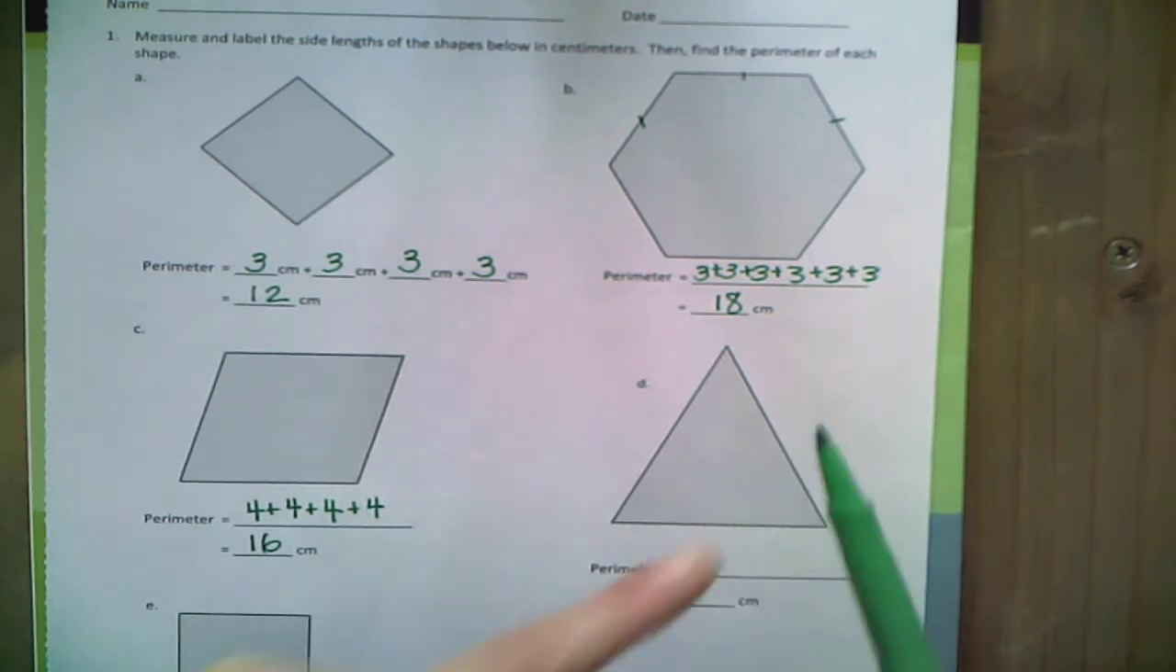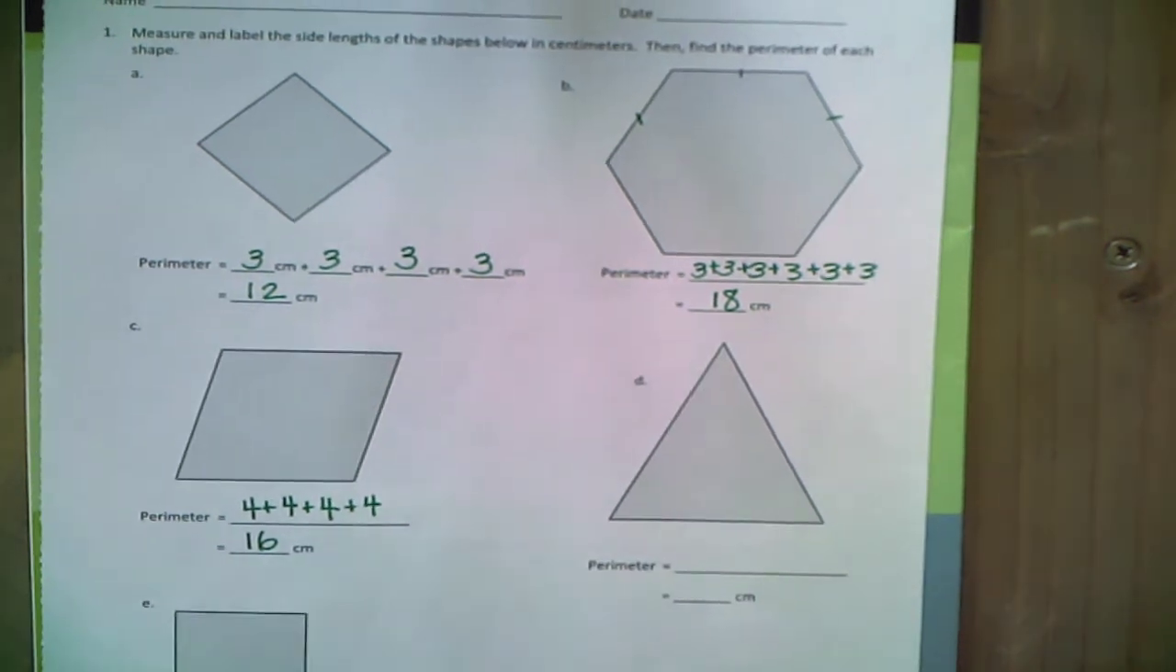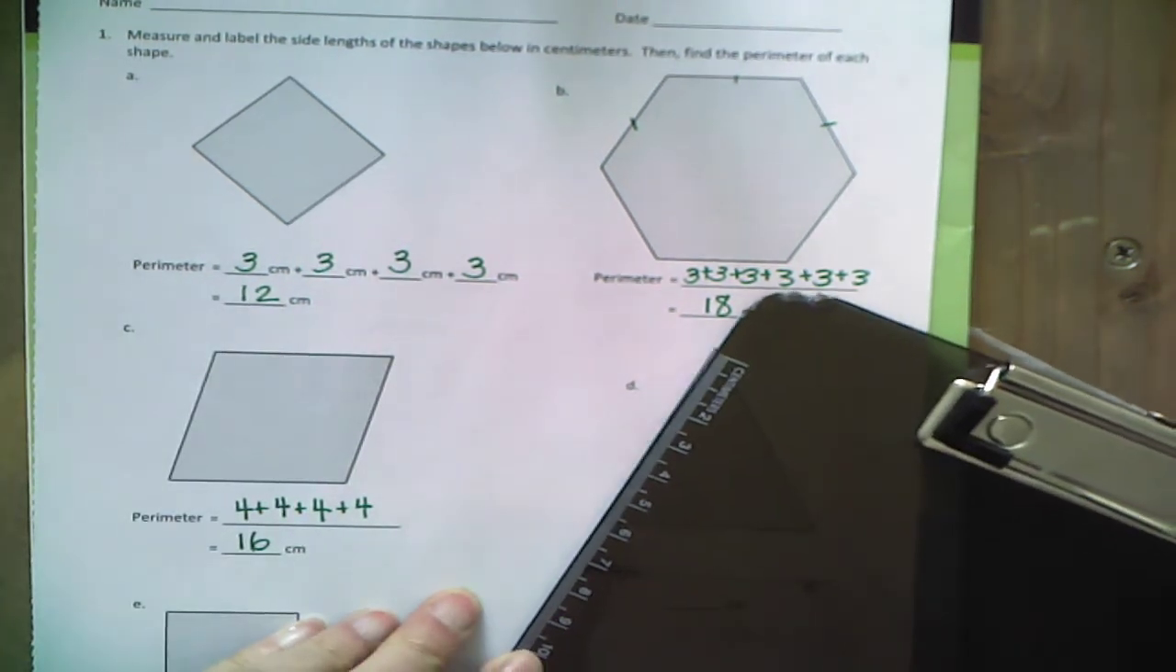Now, this one is not going to be the same. This little triangle is not going to be the same. There's no way that this is the same length as this. Or am I right? Or am I wrong? We'll see. I'm going to first measure this long side.